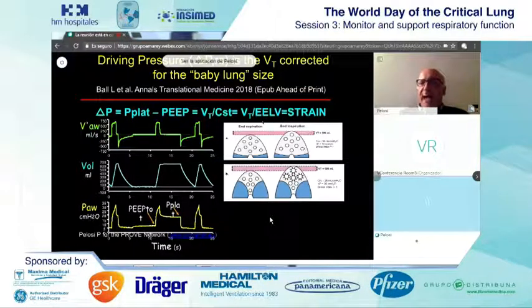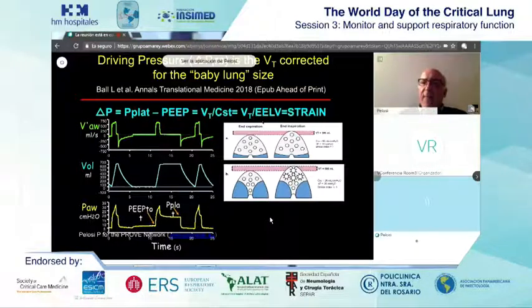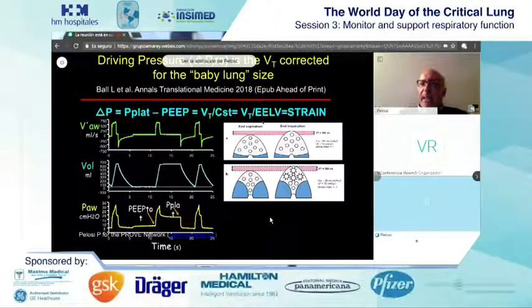Imagine that we have another lung with a higher amount of densities and pathology and a lower amount of aeration, and we give the same amount of tidal volume. In this case, the compliance of the respiratory system is 25, so the driving pressure for the same tidal volume is double, at 20 centimeters of water. This means that the same amount of tidal volume in this new, less aerated lung produces a much higher amount of stress and strain.